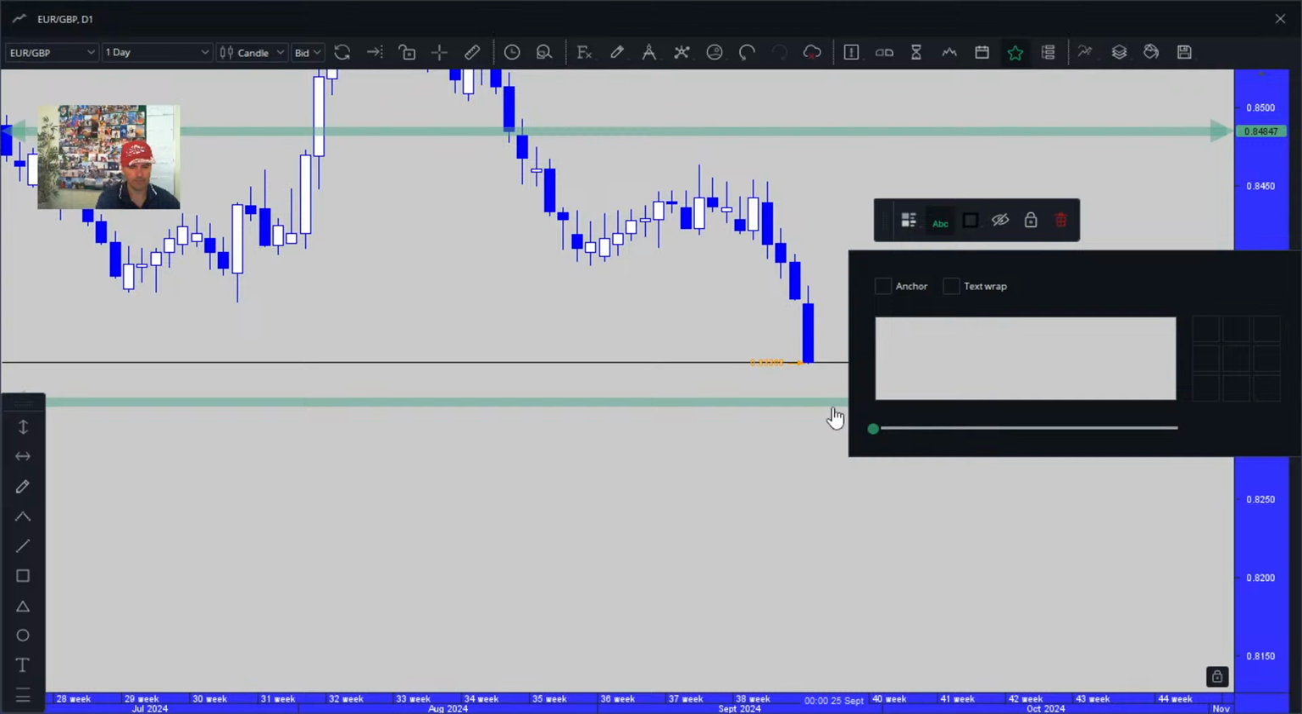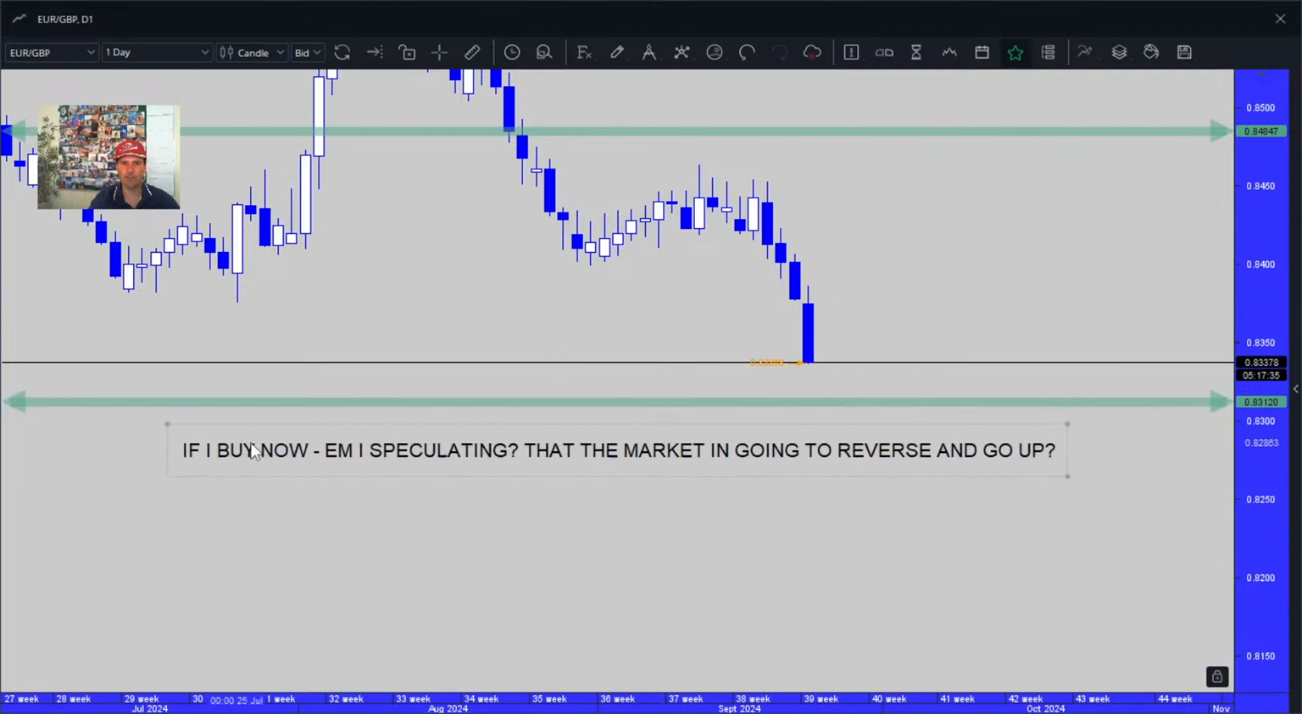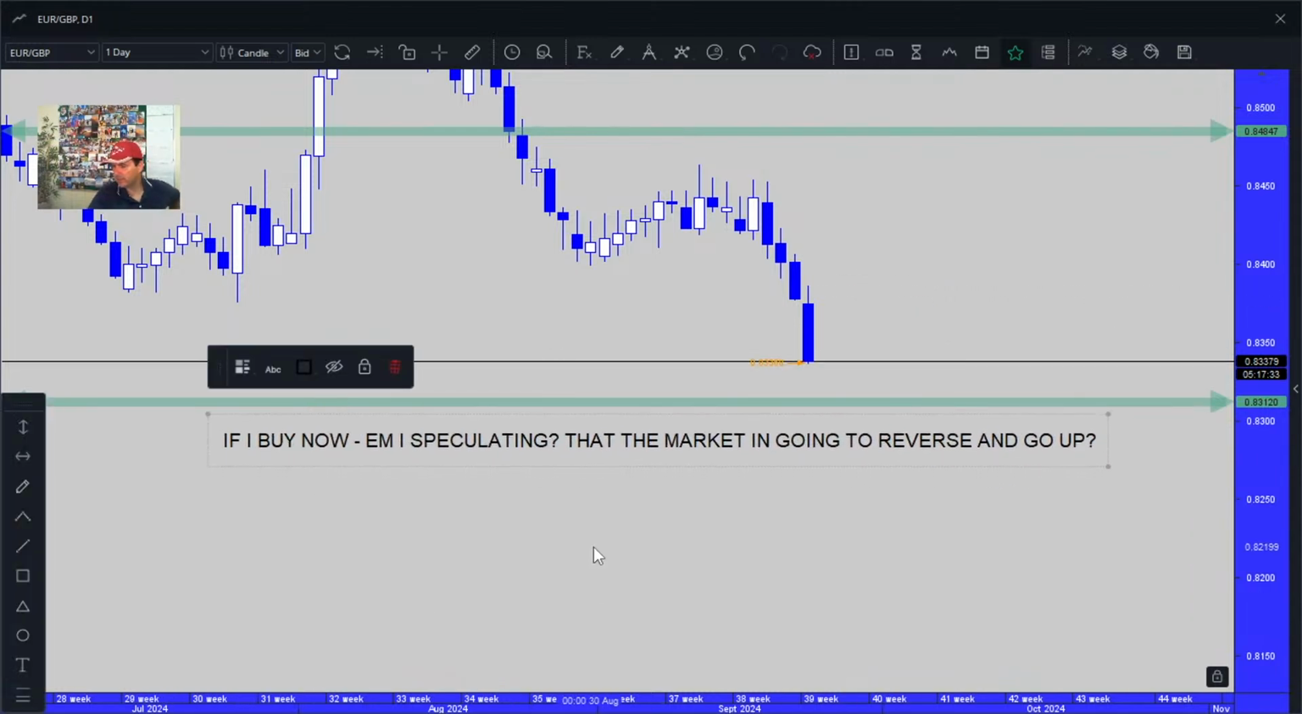Even a better question, if I buy right now, if I buy now, am I speculating? What's the answer? Am I speculating that the market is going to reverse and go up? What's the answer? Euro GBP? Any time frames, any time frames.